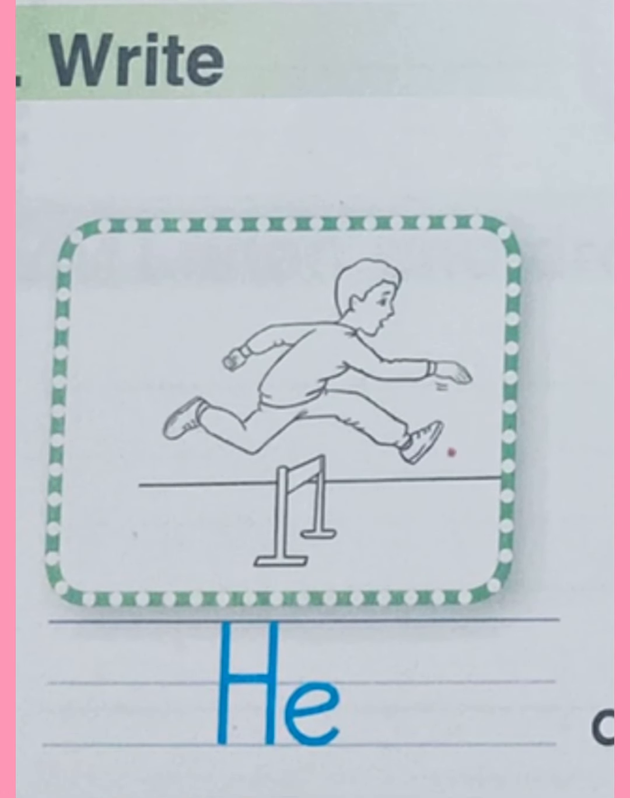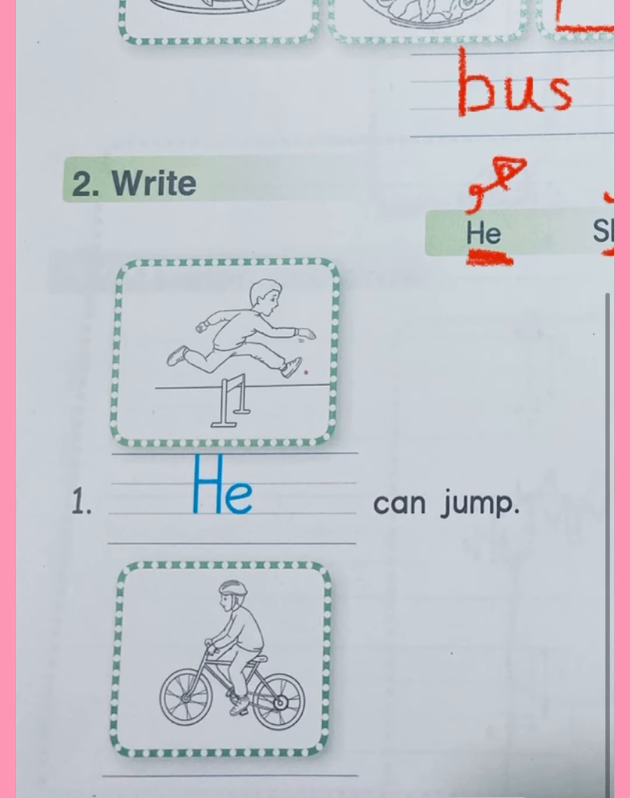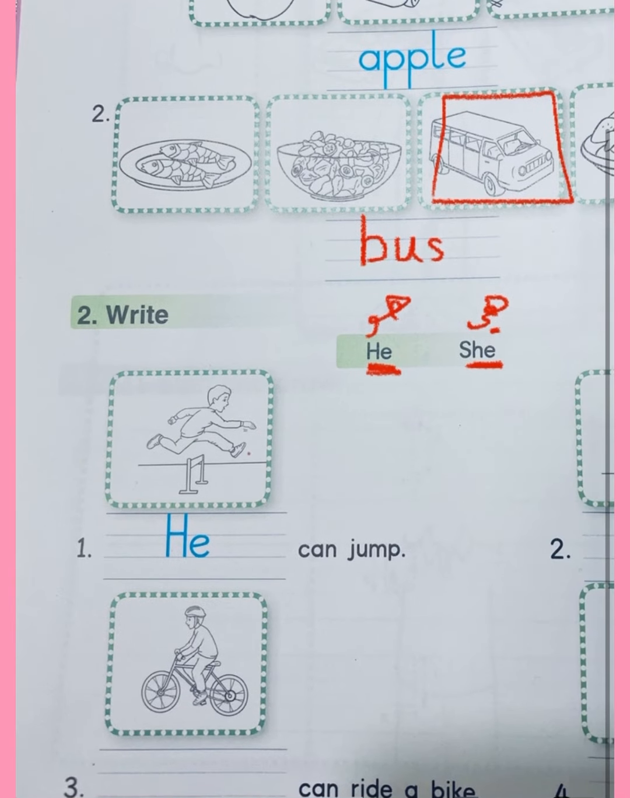Look at the picture and tell me yourself. He or she. He. Excellent. Because it's a boy. So we should say he. H-E. He. He can jump. Okay? Okay, this is number one.